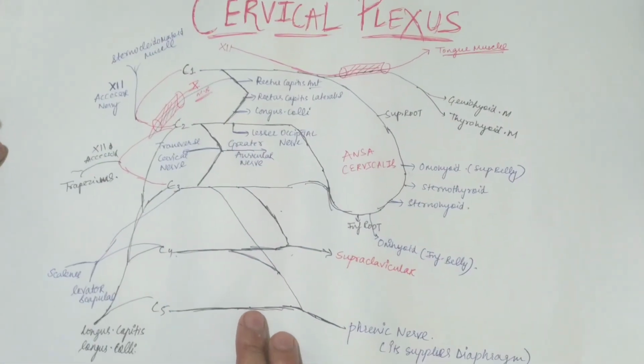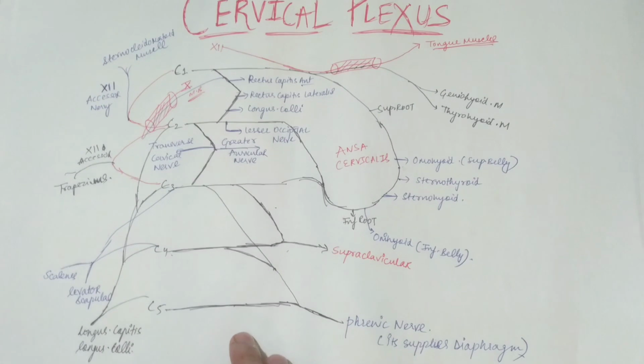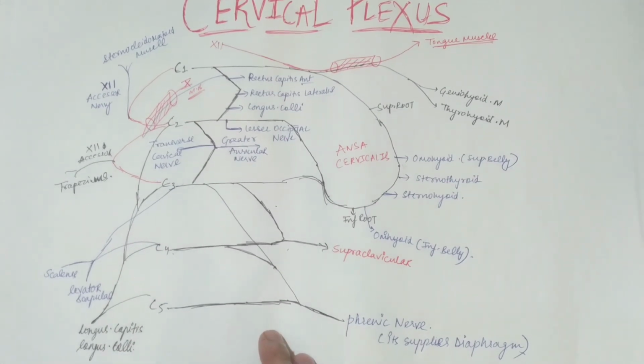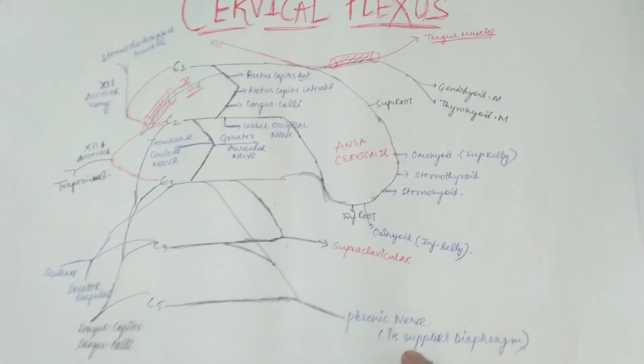So these were the motor and sensory roots of our cervical plexus. I hope this was full, and just go through the overview. It will be clear, and this is the basic concept of our cervical plexus.